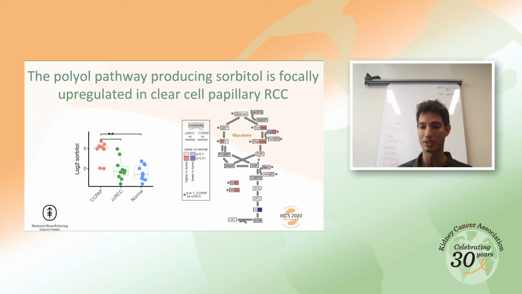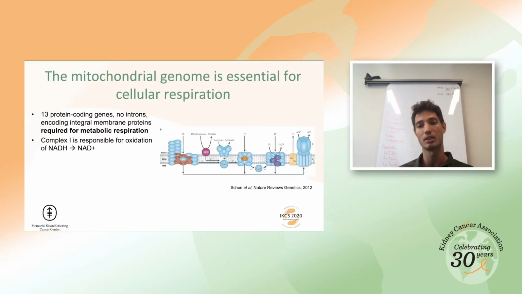We basically posited that one reason you may see an aberrant accumulation of sorbitol is if the forward reaction from sorbitol to fructose is really unfavorable. And one reason that might happen is if you have a lot of NADH accumulating inside of the cell. And that could happen if there is a disruption to the integrity of the mitochondrial genome.